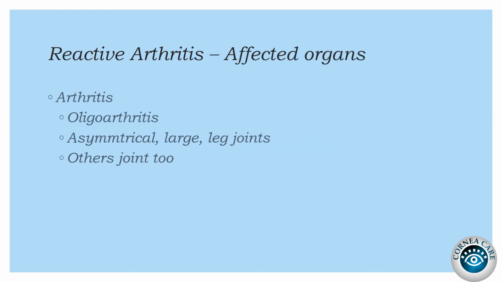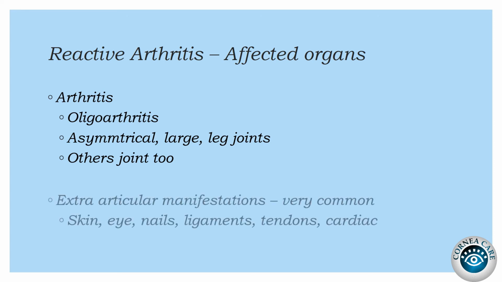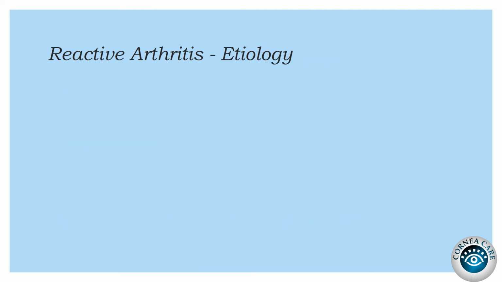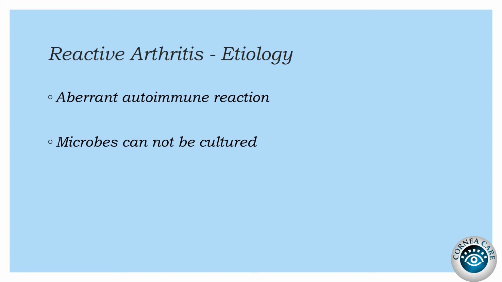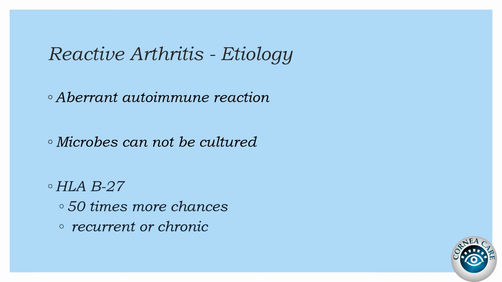In joints, usually asymmetrical involvement of a few leg joints is seen, but it can involve other joints too. In extra-articular manifestations, skin, eye, nails, tendons, ligaments are involved, though the list is very long. The main thing to understand is that all these systemic involvements are not by actual microbial invasion, rather it is the immune-mediated reaction due to some antigenic similarity between the microbe causing primary infection and the rest of the tissues. HLA-B27 positive people are more prone to it.